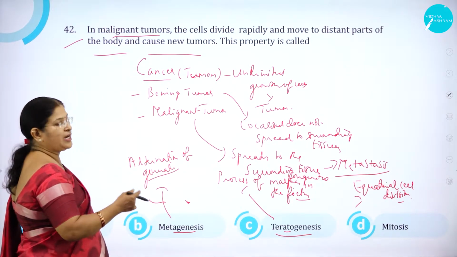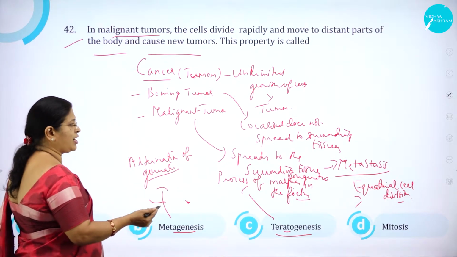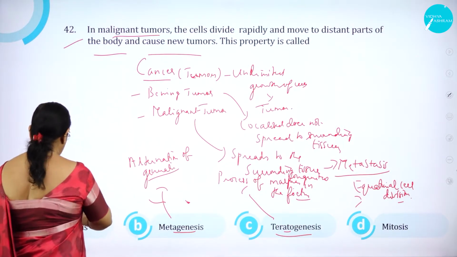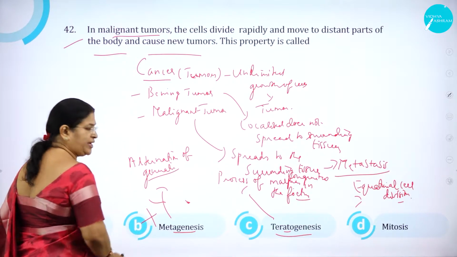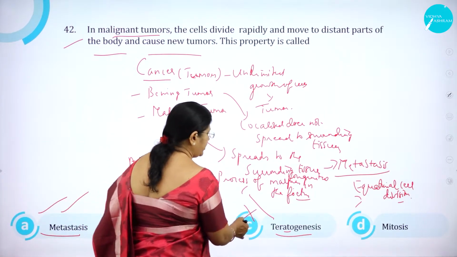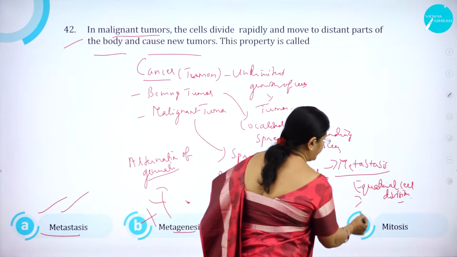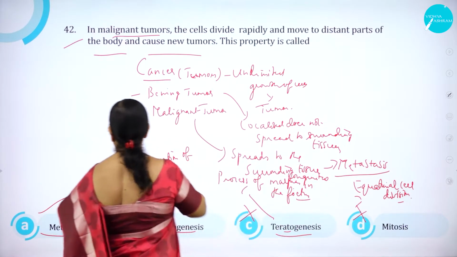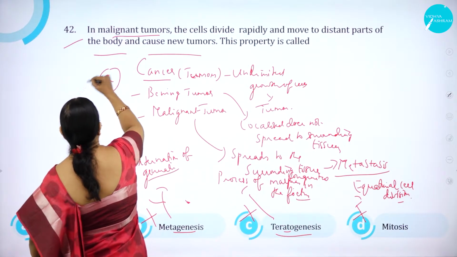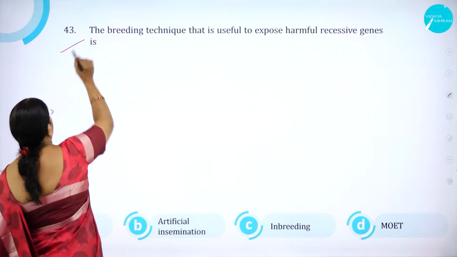To divide rapidly and move to the surrounding parts is called metastasis. So option A, metastasis is correct. Option B is wrong. Option C, teratogenesis is wrong. Option D, mitosis is wrong. So option A is correct. Moving on to question number 43.